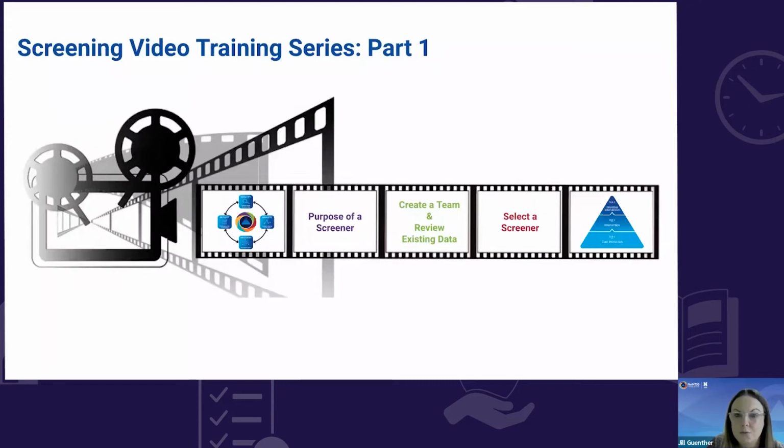So this visual also is a nice representation of how we have divided out our training today within those parts. Throughout our time focusing on screening, intervening, and everything in between, you'll see this visual to help identify how we've broken it up into those segments. So first we'll be discussing the purpose of a screener, then moving into talking about creating a team and reviewing the existing data, and then selecting a screener.